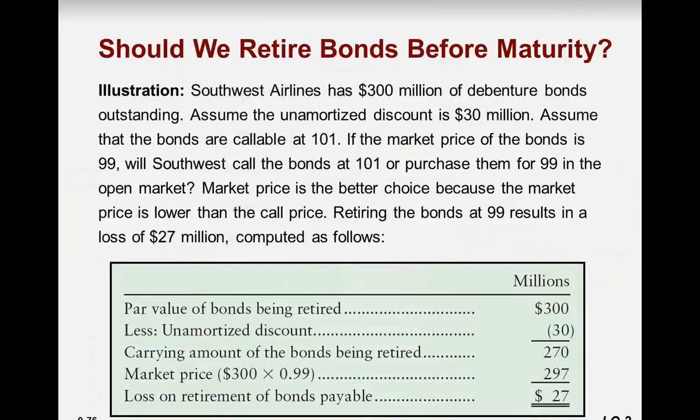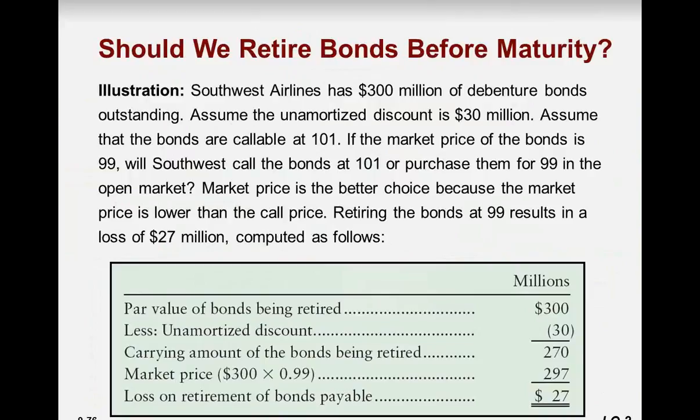So if I'm Southwest Airlines and I retired $300 million of debenture bonds, assuming the unamortized discount is $30 million, and assume that the bonds are callable at 101, a predetermined price of what I'll pay for those bonds if I call them back in early. If the market price of the bonds is 99, will Southwest call the bonds at 101 or purchase them for 99 in the open market? Market price is the better choice because the market price is lower than the call price. Retiring the bonds at 99 results in a loss of $27 million, computed as follows.